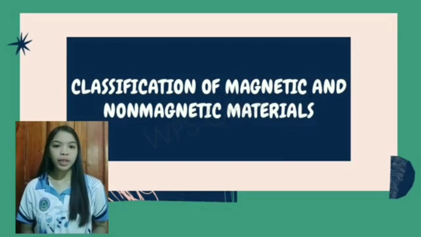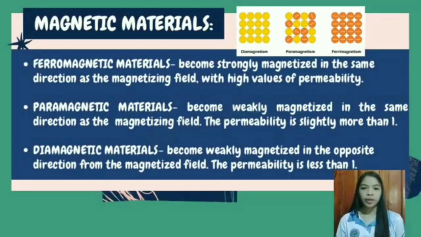Now, let us know the classification of magnetic and non-magnetic materials. For magnetic materials, first is the ferromagnetic. It becomes strongly magnetized in the same direction as the magnetizing field, with high values of permeability. Second is paramagnetic. It becomes weakly magnetized in the same direction as the magnetizing field. The permeability is slightly more than 1.